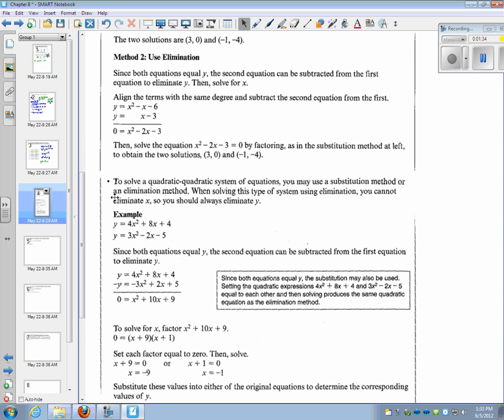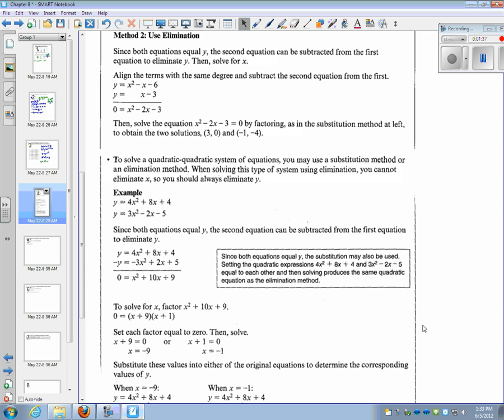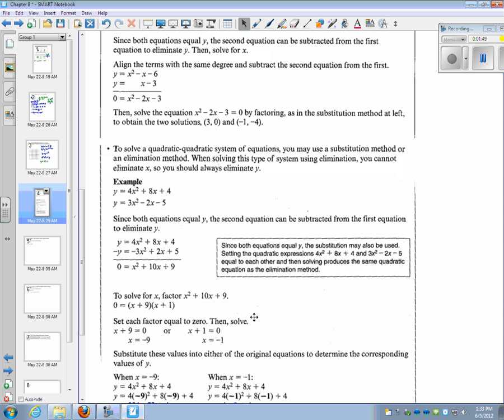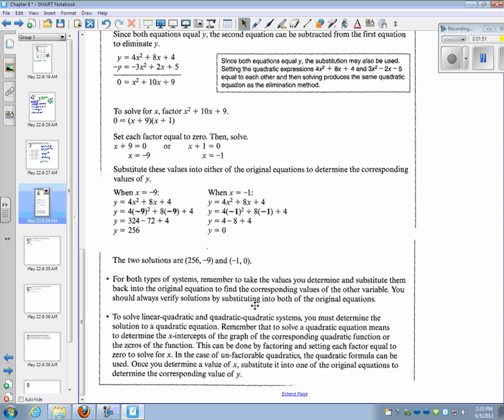Here's another example. It says to solve a quadratic, you must use a substitution method or an elimination method. When solving, you cannot eliminate x, so you must always eliminate y. So just don't go eliminating x's is what they say. Two really good examples that you can look at at your leisure. I just want to read the bottom here.